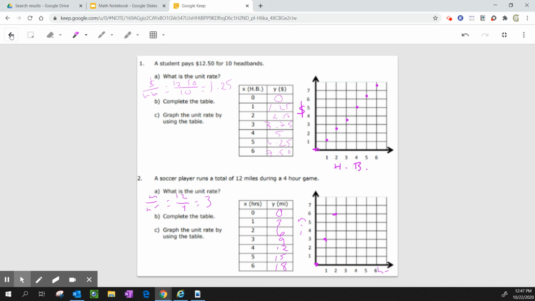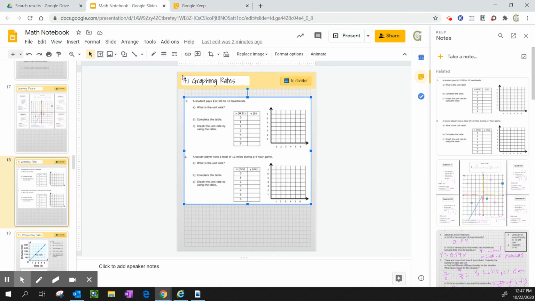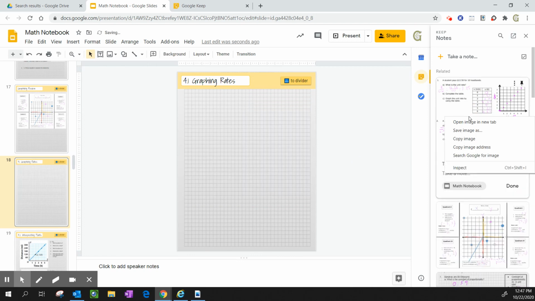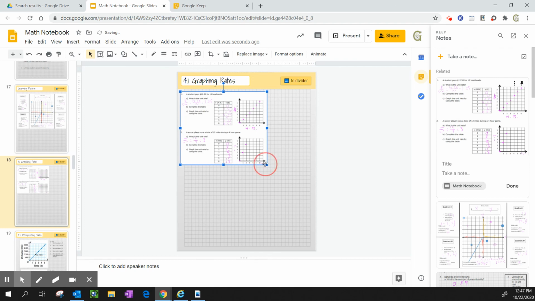Right now we can go ahead, go back, go to our math notebook. I'll go ahead and delete this out. Make a copy of this. Paste it and make it a little bigger for myself so I have my notes.